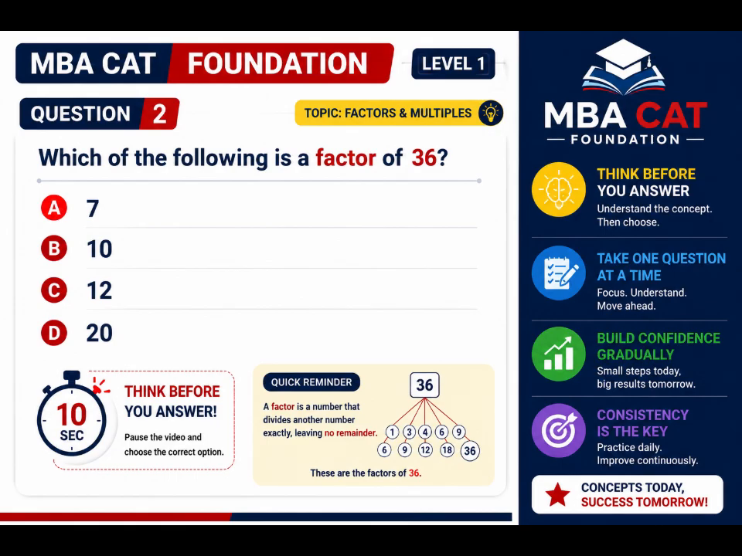Question 2. Factors and multiples. Which of the following numbers is a factor of 36? Option A, 7. Option B, 10. Option C, 12. Option D, 20. Remember, a factor is a number that divides another number exactly, leaving no remainder. Pause the video for 10 seconds, think carefully, and choose the correct answer before moving to the solution. Every question you solve today strengthens your CAT foundation for tomorrow.